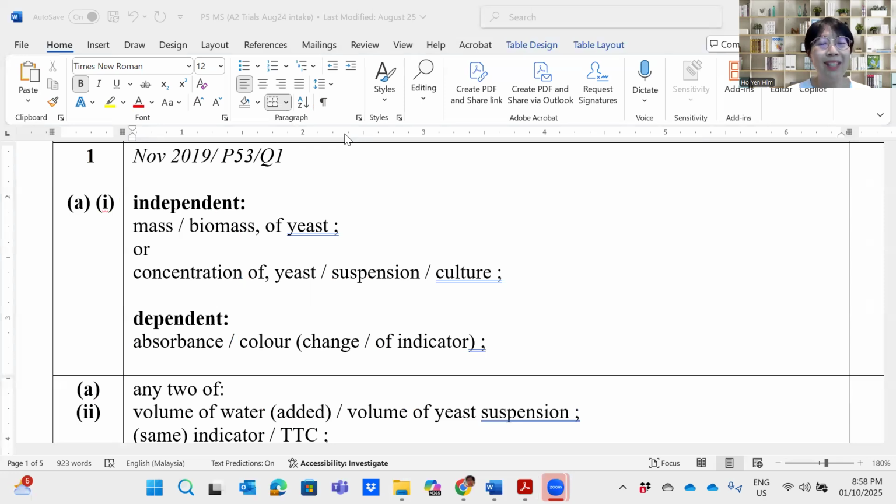The dependent variable is always something that you measure in the experiment. And then from what you measure, only then you calculate. For example, you want to find out the respiration rate. So you don't measure respiration rate, right? You measure the volume of oxygen absorbed per unit time. You measure the distance traveled by manometer fluid per unit time. This is what you measure. So this is your data. This is your dependent variable.